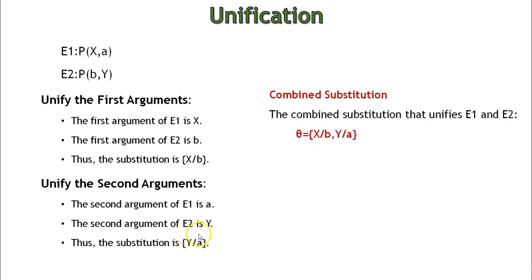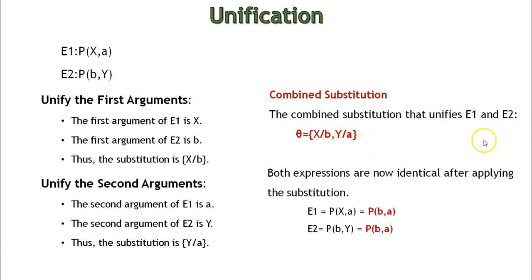Now, both the expressions are identical. Here we have found the combined substitution for these two variables. So the substitution here is written as theta. Theta is equal to x is substituted as b and y is substituted as a.